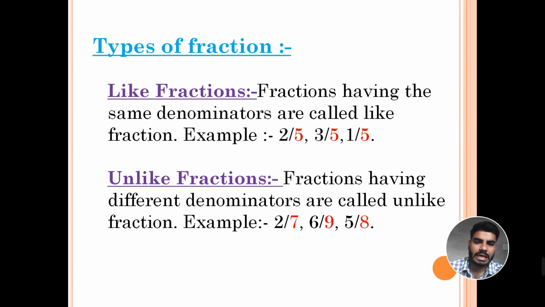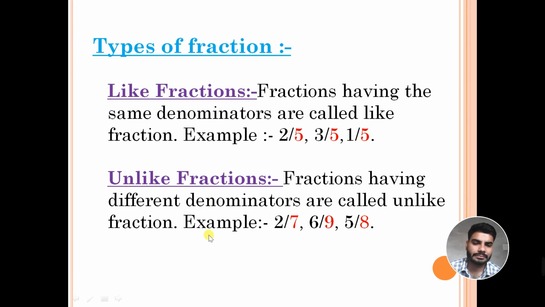The first type is like fractions. So the fractions having the same denominators are called like fractions. For example, 2 by 5, 3 by 5 and 1 by 5. As you all can see here, the denominator of each fraction is the same, that is 5. So these kinds of fractions are called like fractions.